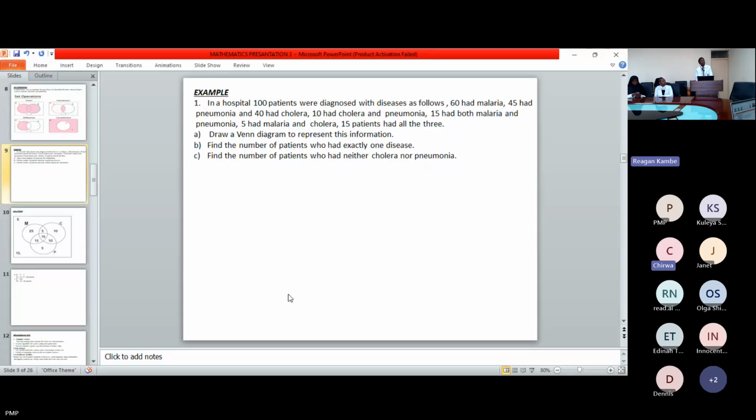It does. Kindly go back to the question again. Find the number of patients who had exactly one disease. 100 patients, if we add up all the numbers there, are they going to add up to 100? We add up all the numbers given on the question, they're not going to add up to 100. That's why we ended up subtracting.